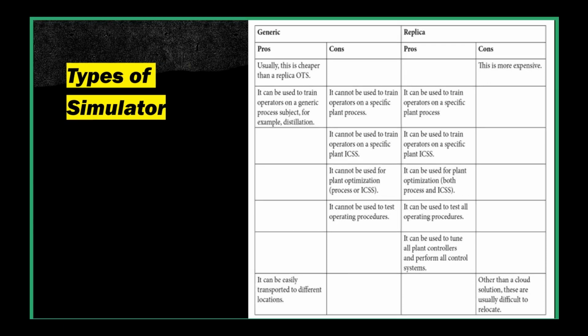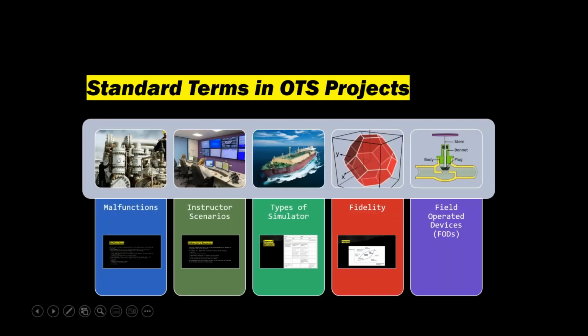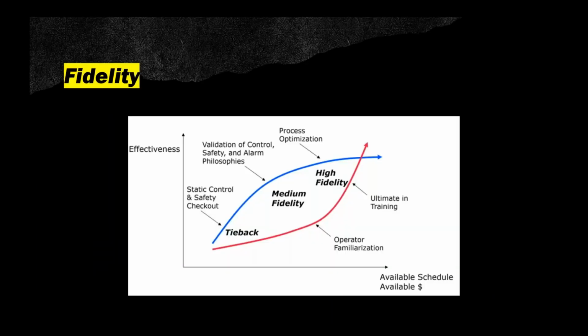And then next is fidelity. So simulators have different detail levels. Okay, we call it fidelity. We have low fidelity, sometimes called tie back. And then we have medium fidelity, and then we have high fidelity. So typically, a replica simulator is high fidelity. It can be used for process optimization and can be used for training. It's ultimate. It has everything.